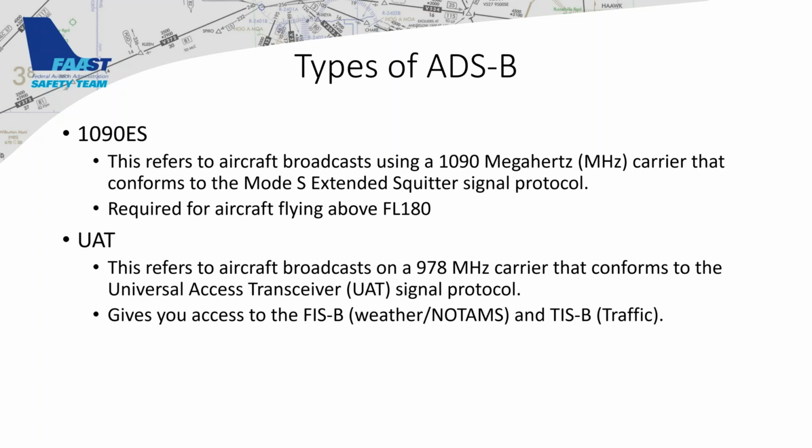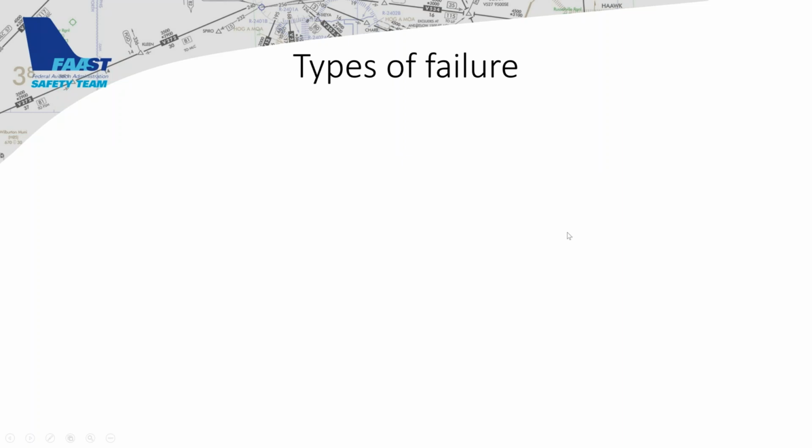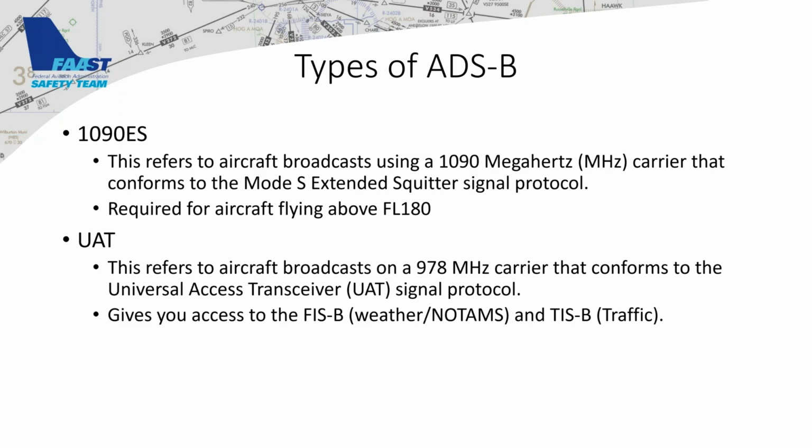UAT is the Universal Access Transceiver, and it's an entirely new type of signal protocol on 978 megahertz. It is actually a bigger bandwidth and is how we get the FIS-B weather, NOTAMs, and the TIS-B traffic. So all that fancy stuff that you get with your ADS-B receivers is coming through the UAT portion of the transceivers. Now back to these. A lot of general aviation transceivers have both of these waveforms built in, so you have 1090 ES as well as UAT.